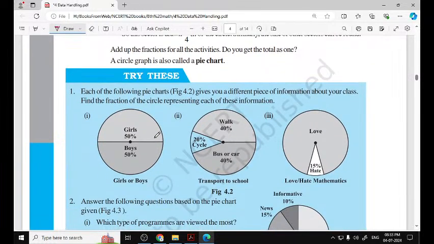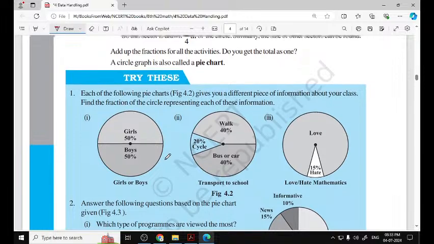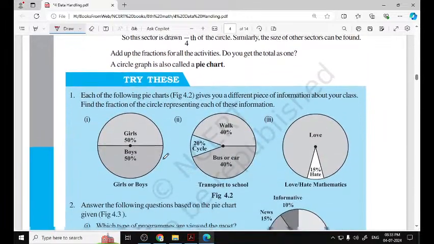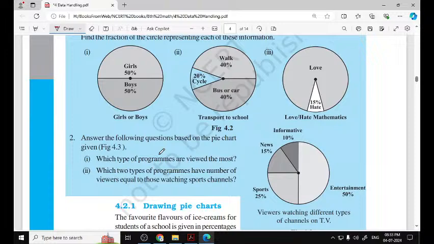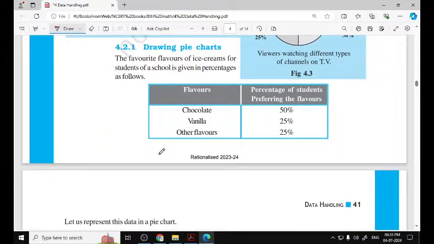Add up the fractions of all the activities. Do you get the total as 1? Yes, obviously we can get that total as 1. You can check it. Drawing a pie chart. How to draw a pie chart? Let us solve one example.